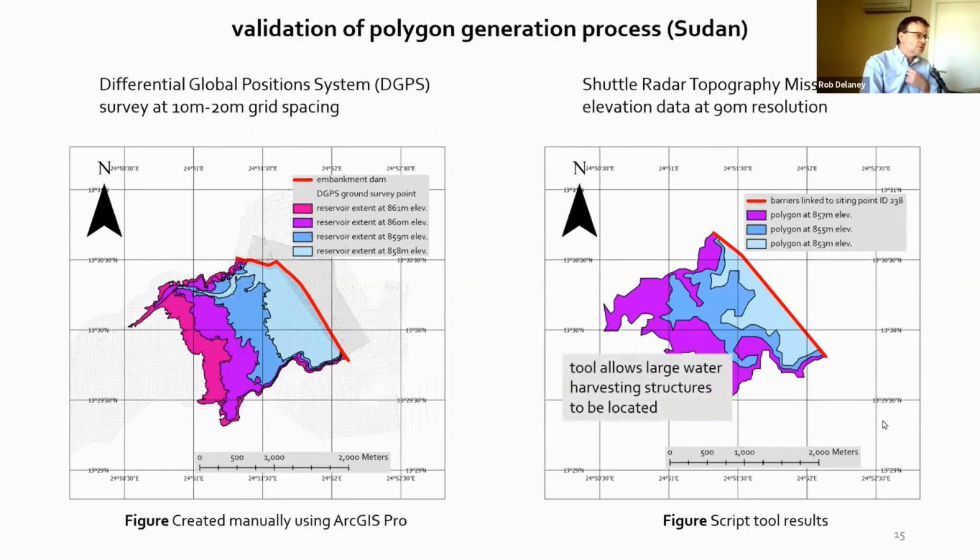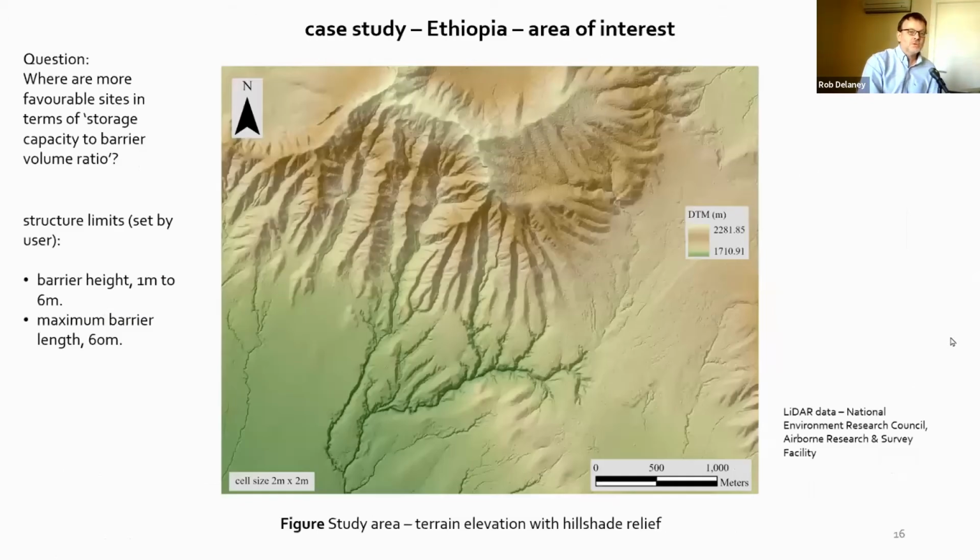And you can adjust the tool to search for different sizes of water harvesting structures. Here actually the dam is almost 2 kilometers in length. The other case study we did was using high resolution LiDAR data in Ethiopia.